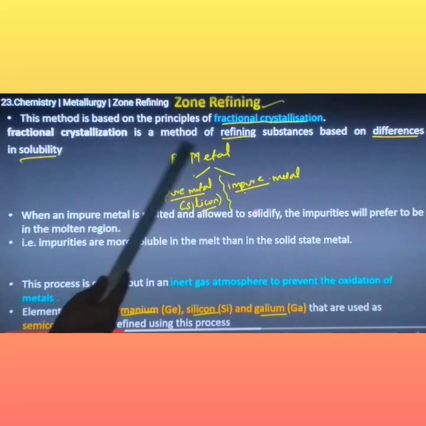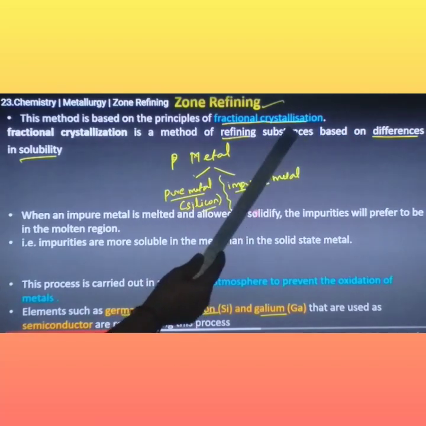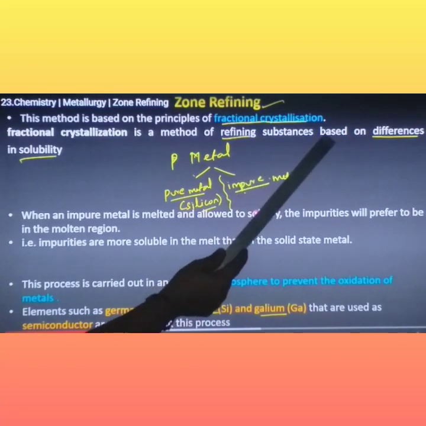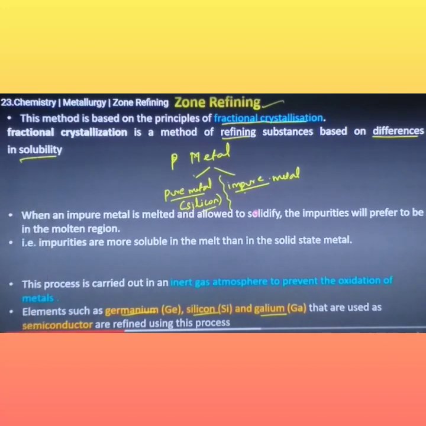This is a method for refining a substance, that is, refining the metal based on differences in solubility. See, distillation is based on differences in boiling point, and liquation means differences in melting point. But the zone refining process is based on the differences in solubility.